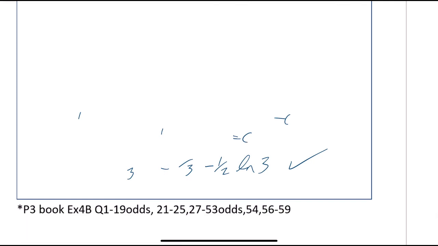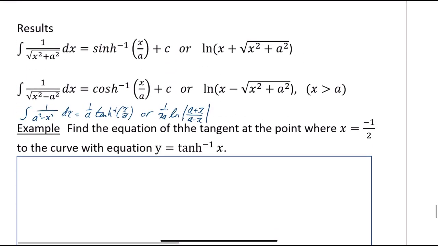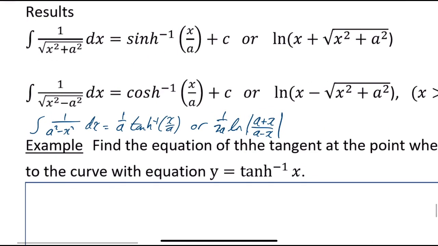Okay, right, the results then, and I think these are the results that are given in your booklet. You've got the integral of 1 over the square root of x squared plus a squared is equal to the inverse hyperbolic sine of x over a plus c, or it is ln of that thing.